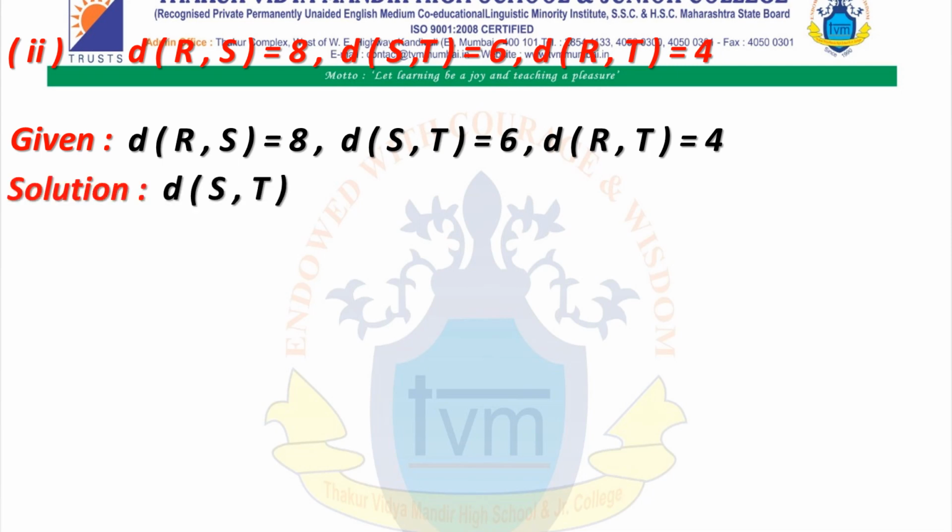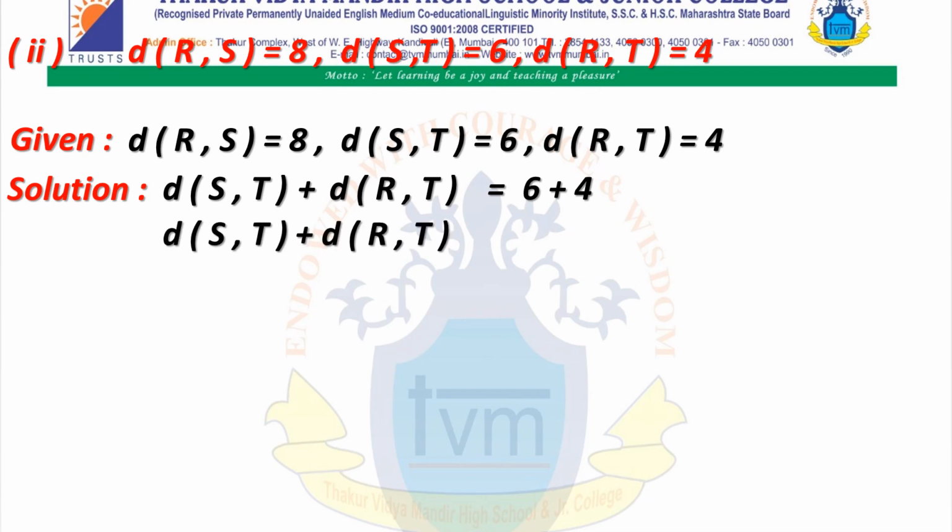So distance ST plus distance RT equals 6 plus 4. Therefore distance ST plus distance RT equals 10. We will take this as equation number 1. Now the remaining third distance is 8, that is distance RS is 8. We'll take this as equation number 2. Now look at equations 1 and 2. Here the right hand side of equation number 1 is 10 and the right hand side of equation number 2 is 8. That means the right hand sides of equations 1 and 2 are not equal.